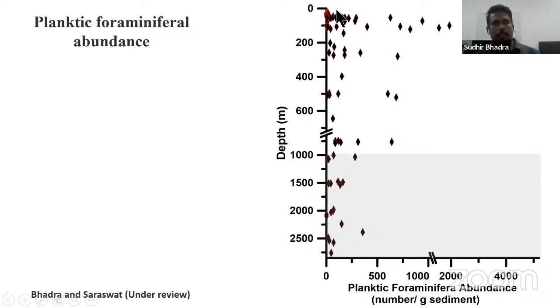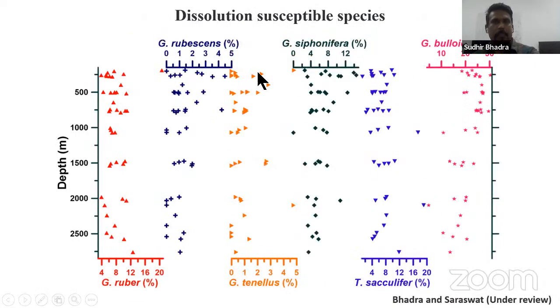And the low values in the shelf region are attributed to more dilution due to terrestrial influx. So for the further dissolution studies, we removed these samples from the shelf, considering the shelf as 150 meters. We wanted to look at the deeper regions to see whether dissolution is happening or not. We first looked at the traditional dissolution susceptible species, and we see that though some of them show a decrease with depth, most of them don't.